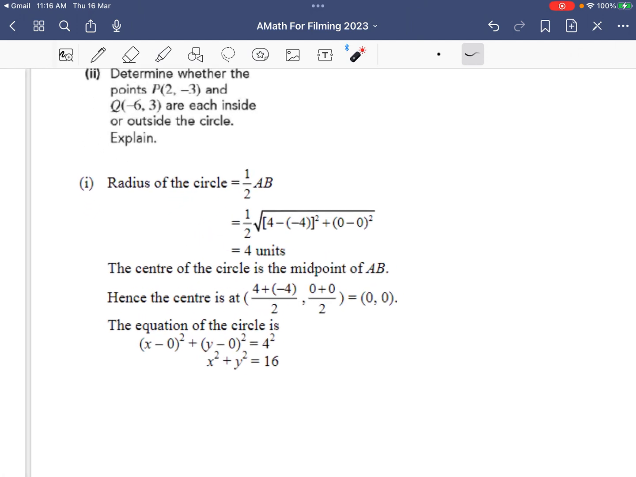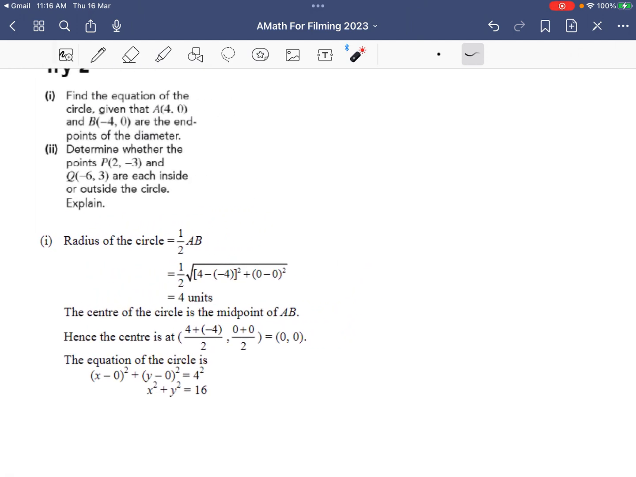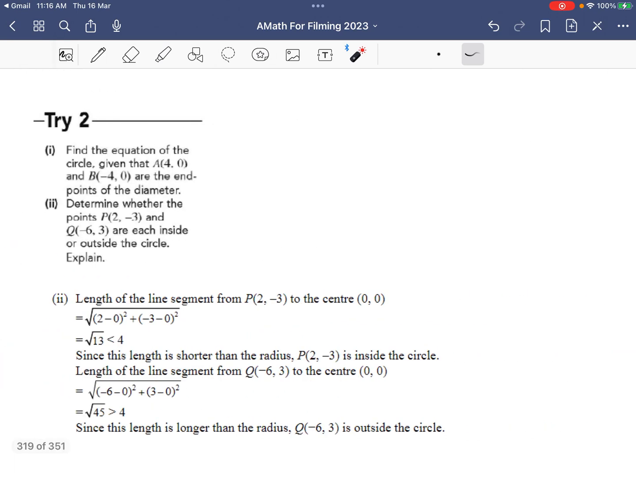Now for the radius of the circle, same thing. For try 2, if you found the diameter of the circle and then divide by 2, you will get the radius itself. Since these two are the endpoints of the diameter, you can find the center, which is 0, 0. Hence, if you simplify it, what you will get is this.